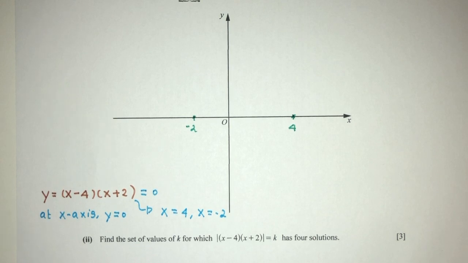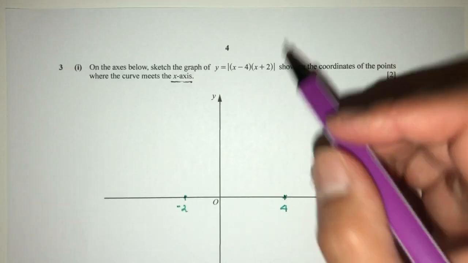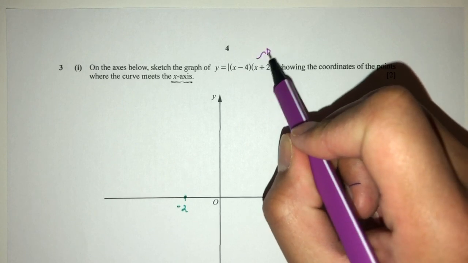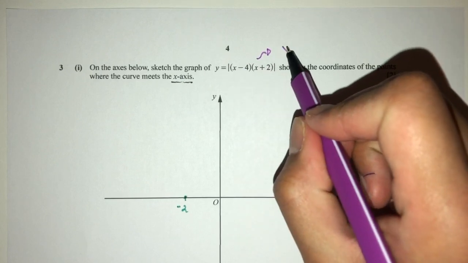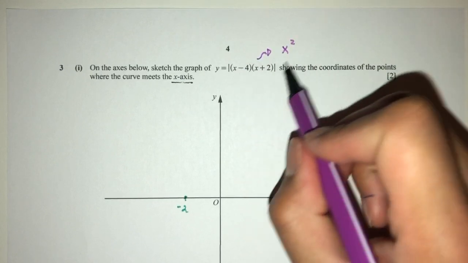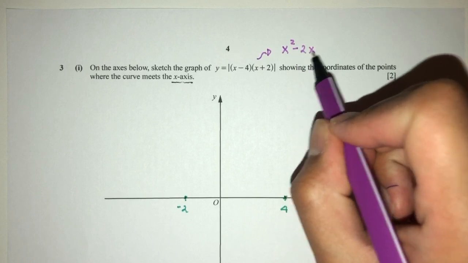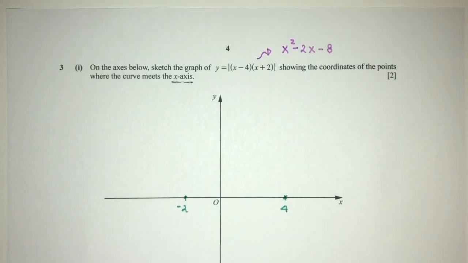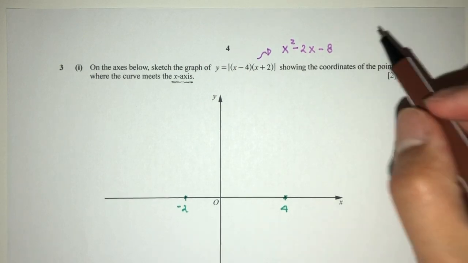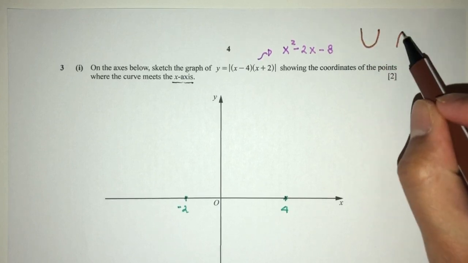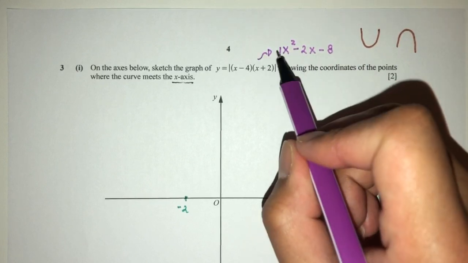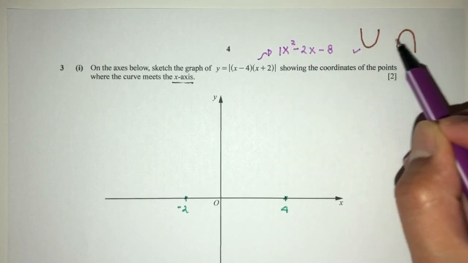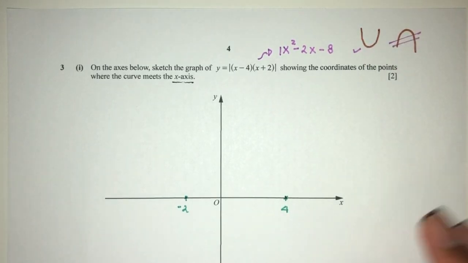Now the next step is, what kind of graph is this? If you were to expand, let's check it out and see what we have. If you expand, you will have x squared minus 2x minus 8. So this one is clearly a quadratic equation, which means you will have this shape or this shape. Now because the coefficient of x squared is a positive 1, it will be this shape, not this one. So now we know we have a shape like this.